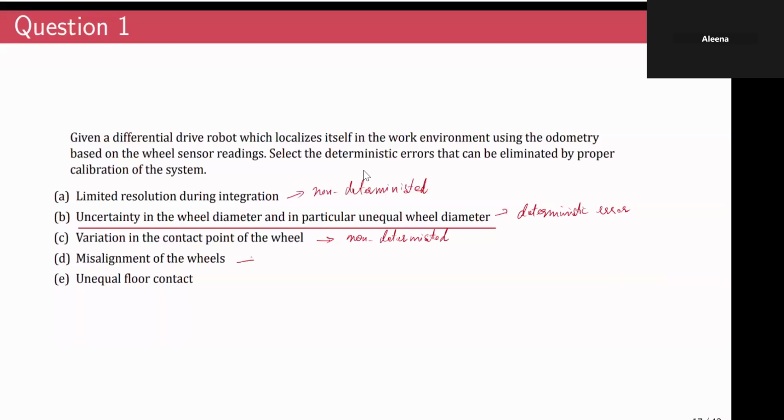What about misalignment of wheels? This is also something we can rectify with proper calibration, so this is a deterministic error. And unequal floor contact, just like in the case of option C, is also something we cannot really control. So this is also a non-deterministic error.